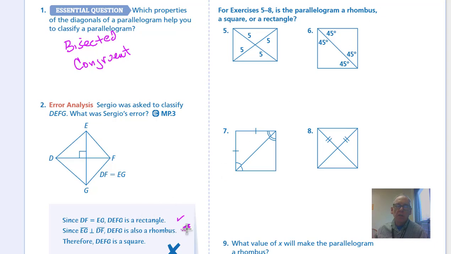Okay, and looking back at this, he's not quite got enough in here for this EG perpendicular to DF. You would also have to have that DF and EG bisect each other. So do EF and DF and EG bisect?